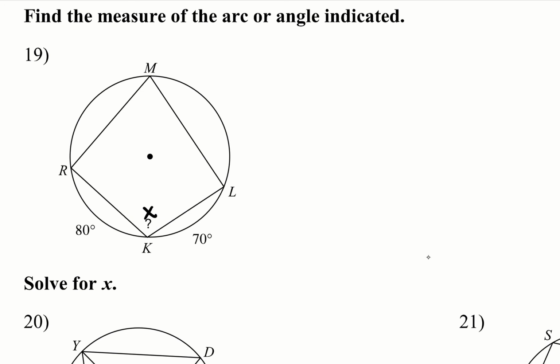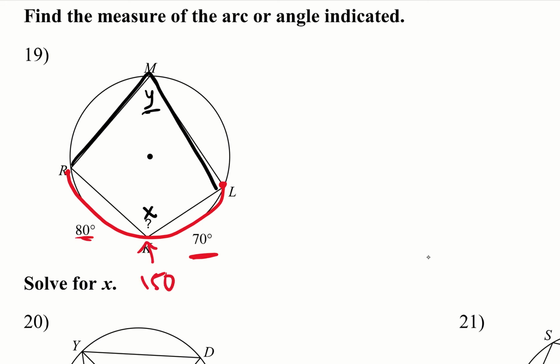So first, let's call this y. Let's find this angle. This is also an inscribed angle here, right? And remember that the measure of an inscribed angle is always half the intercepted arc. So the intercepted arc for this black angle is this one right here. And we know that if we add those together, we get the entire red arc. So the entire red arc is 150. It's 80 plus 70, okay?